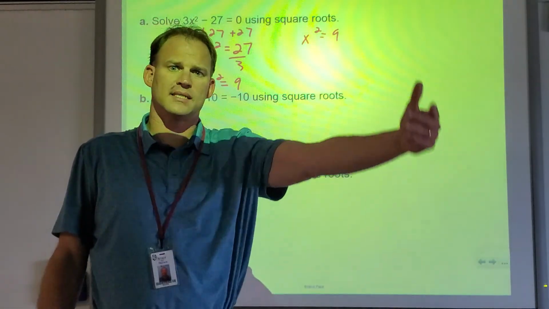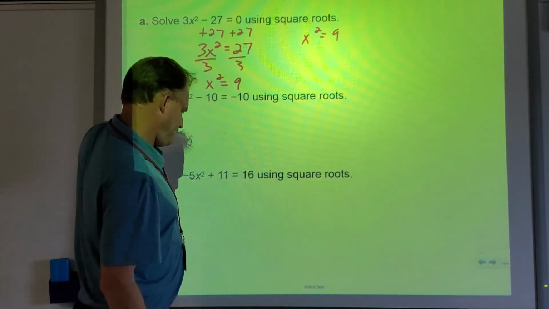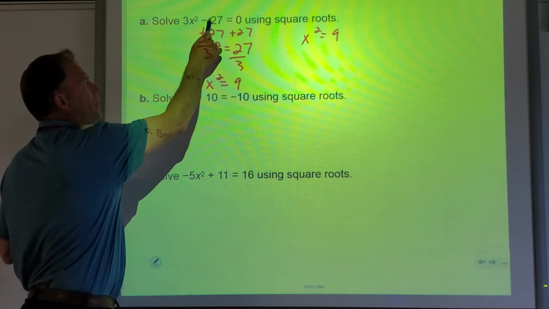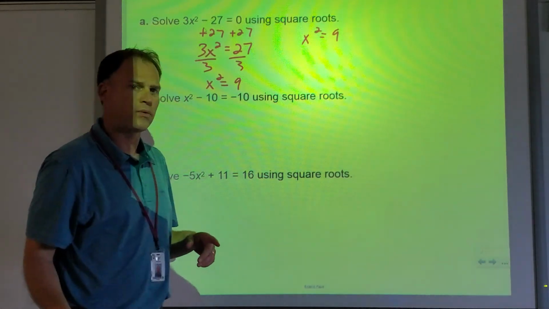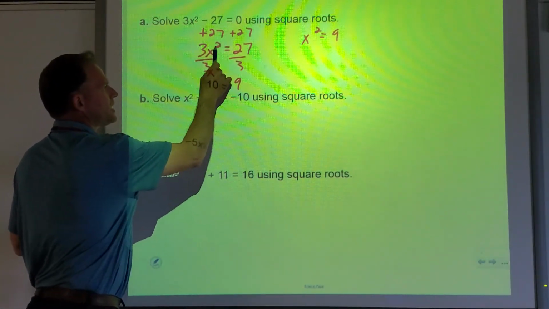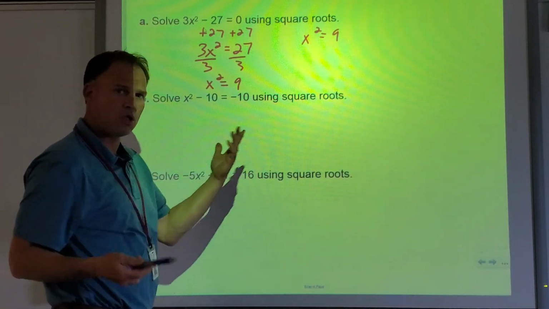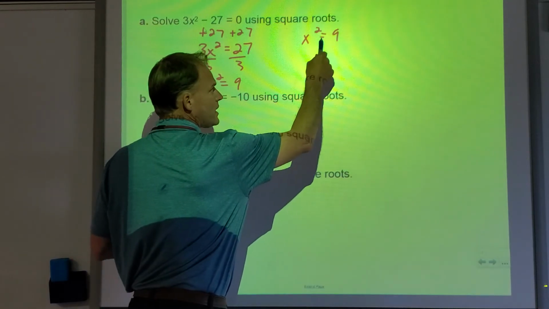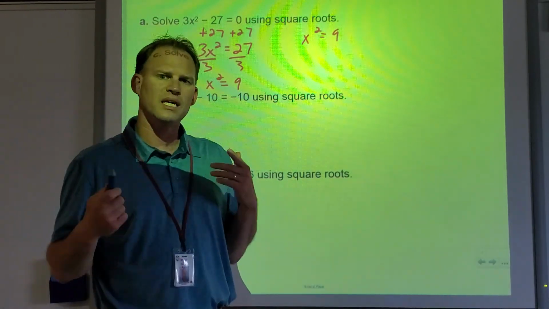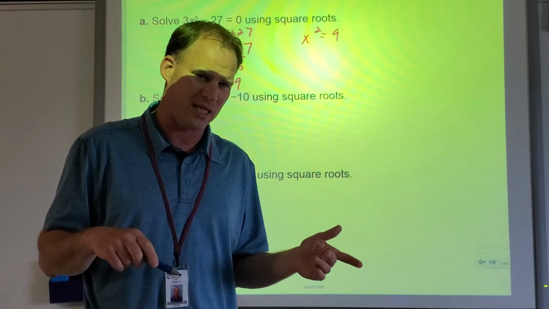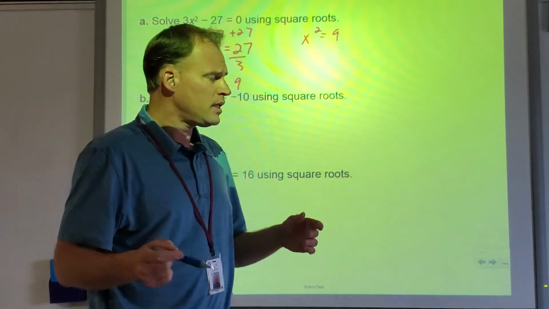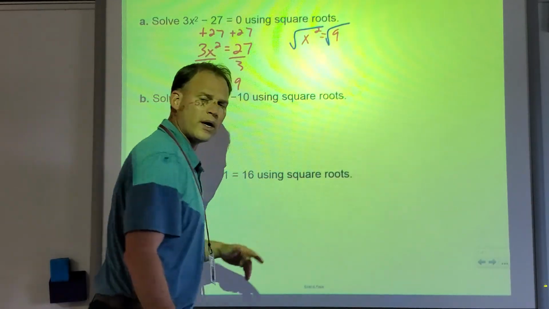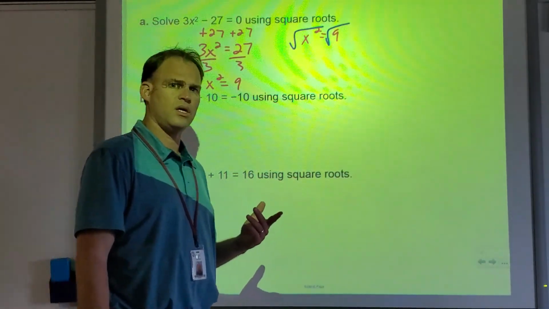So now where this next step comes into play. So if you think about it, I had subtraction, so I added, because those are inverse operations. I had 3 times x squared, so I divided, because multiplication and division are inverse operations. So now I have x squared equals 9. What do you think the inverse of squared is? Yeah, it's square root. So I square root both sides of the equation.